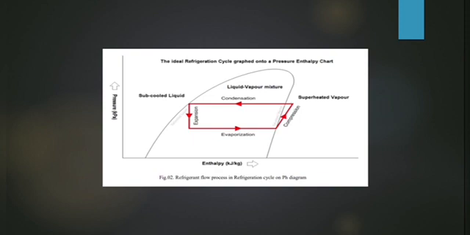This is why it is impossible for heat energy to transfer from a low temperature body to a high temperature body, even if an external source is used.